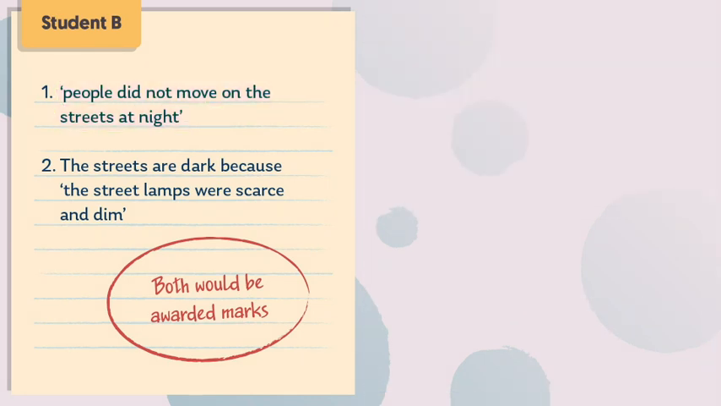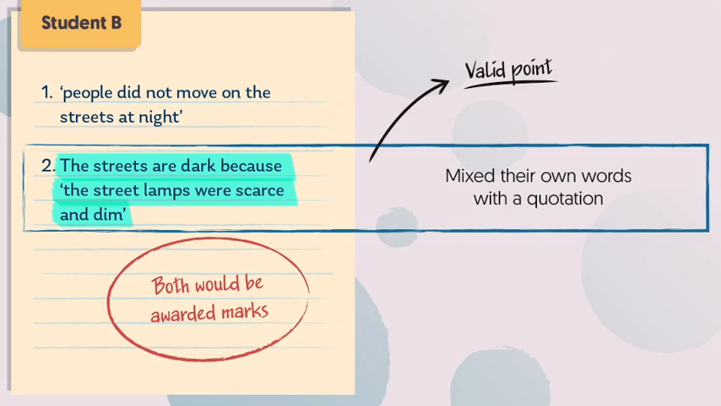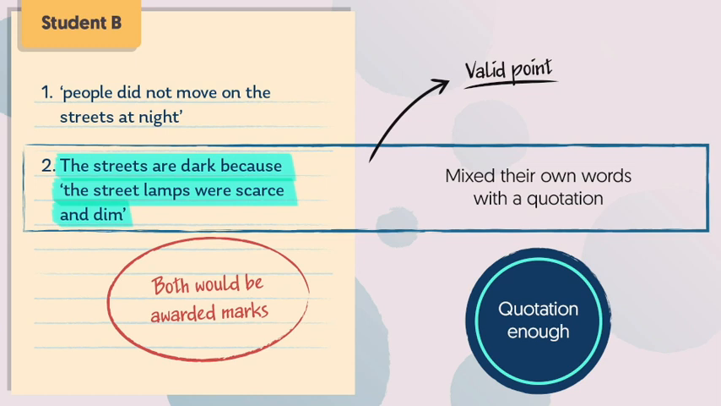For the second answer, the student has mixed some of their own words with a quotation to gain the mark. By writing that the streets are dark because the street lamps were scarce and dim, the student has made a valid point. The quotation on its own would have been enough for the mark, though.